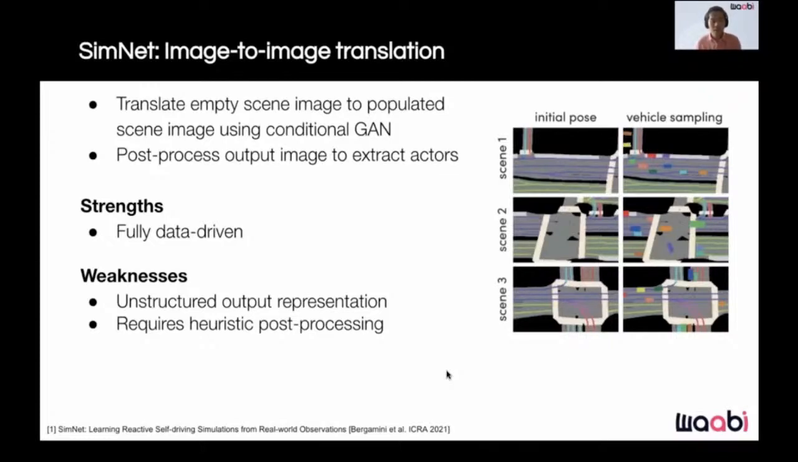In particular, SimNet uses a conditional GAN to perform image-to-image translation from a rasterized image of an empty traffic scene to one that has been populated with actors. SimNet removes the need for rules or scene grammars, allowing us to more flexibly model the breadth of possible traffic scenes in the real world. However, it generates an unstructured representation, so we must use heuristic post-processing to extract actors from the generated images. And unfortunately, these heuristics can be unreliable or challenging to tune, especially if the generated scenes are unrealistic at times.